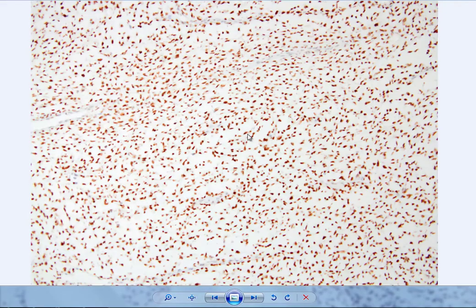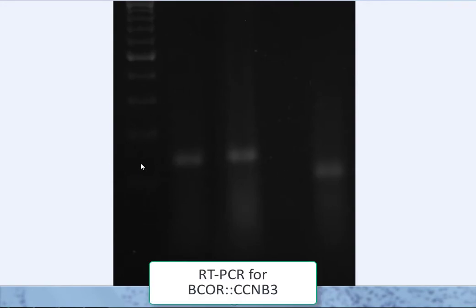Then we ordered an RT-PCR. Here's the band for our case, and this is the positive control case. This is the negative control, and this is beta actin, and we see this band at 140 base pairs like here, and this is the band for the fusion product of BCOR-CCNB3.